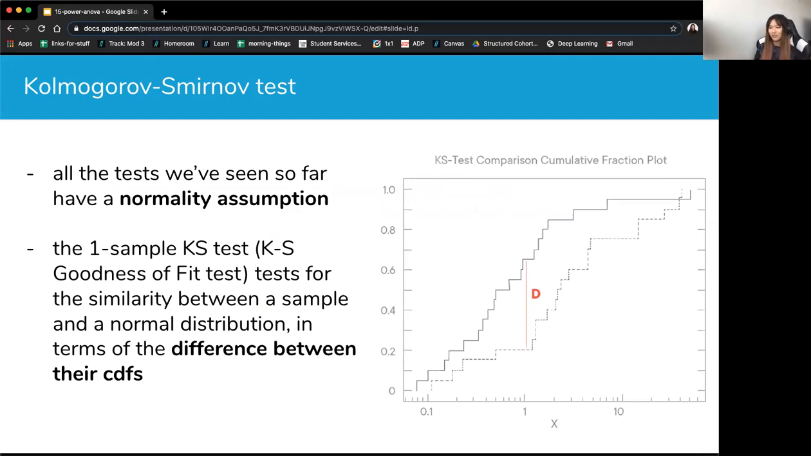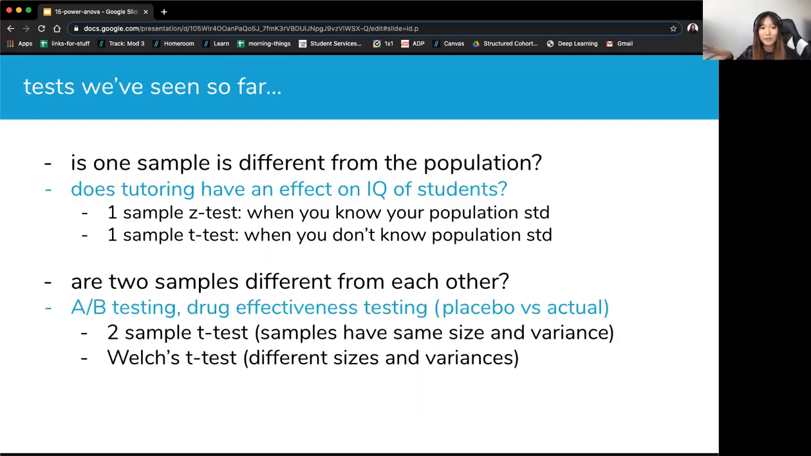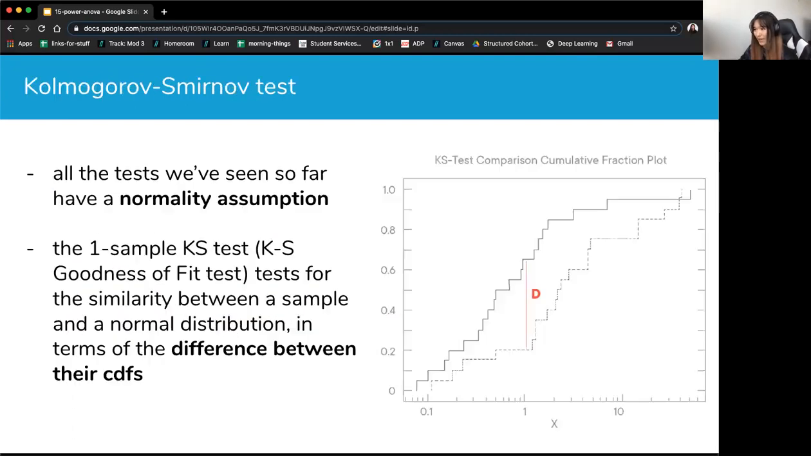So all the tests we've seen so far actually have some sort of normality assumption. You're assuming that the underlying distribution of all of these tests that we talked about before comes from some sort of normal distribution or t distribution, which is similar to a normal distribution. And something that we can do to check if something is normally distributed is actually using the KS test. So the KS test checks for whether something is normally distributed.